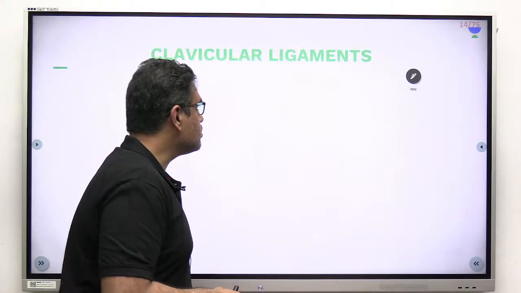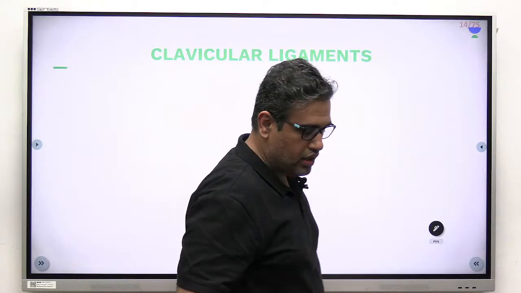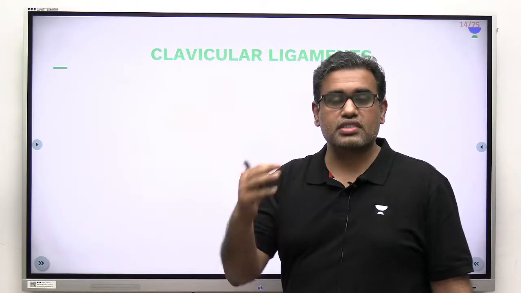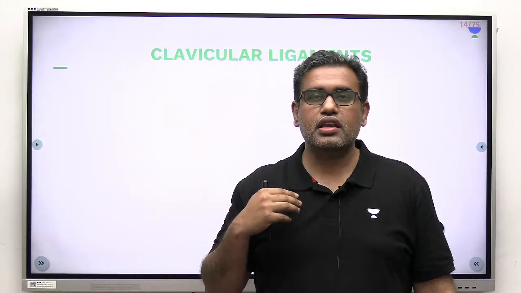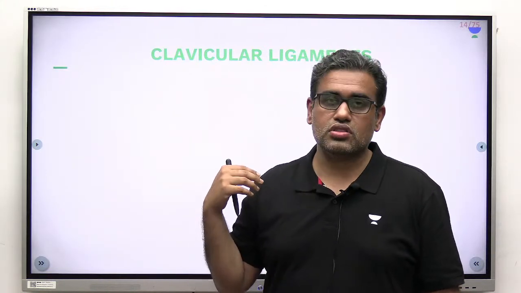The first ligaments that we are going to discuss are around the clavicle. The clavicular ligaments. Now, the clavicle, we all know, is a bone of the upper limb, an appendicular skeleton bone. It is attached at two places: medially with the manubrium of the sternum, and laterally with the acromion process of the scapula.